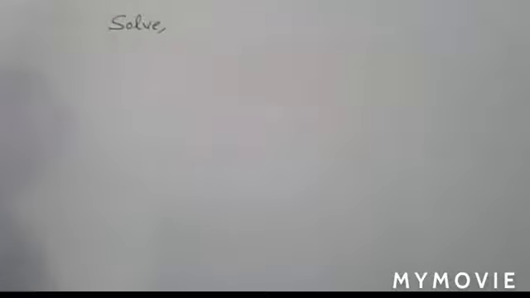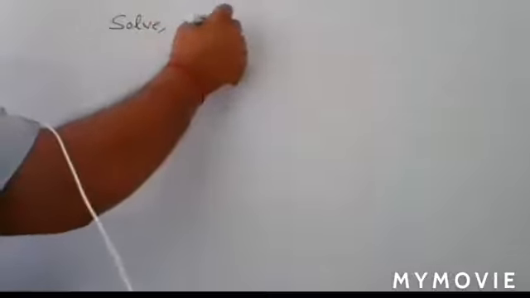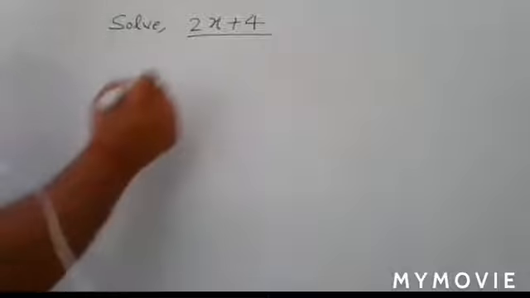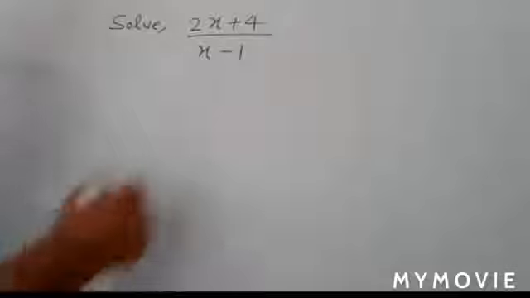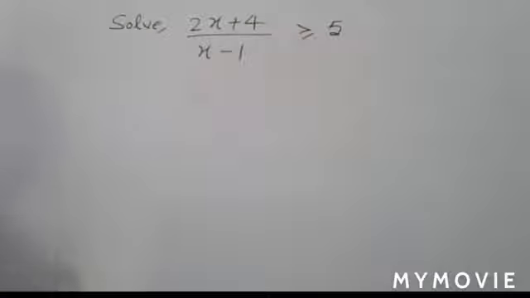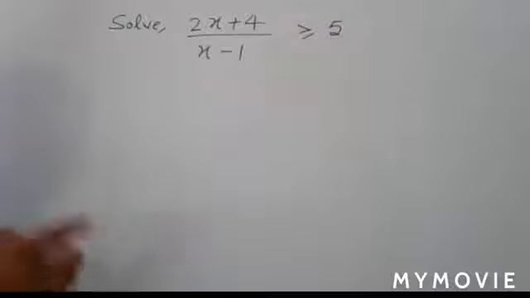Yeah, right. Solve (2x + 4)/(x - 1) greater than or equal to 5. You have to solve this one, and the method is the same. What you do is transfer this 5 to the left side, take the LCM and simplify.